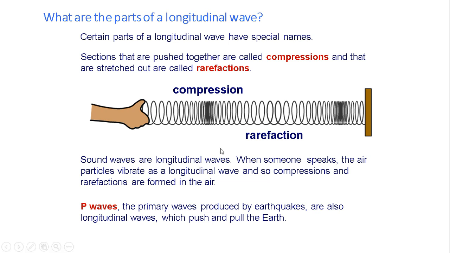The P wave, which is the primary wave of an earthquake, is similar to this kind of wave, similar to longitudinal. In fact, it's a longitudinal wave. So it moves like this slinky spring.